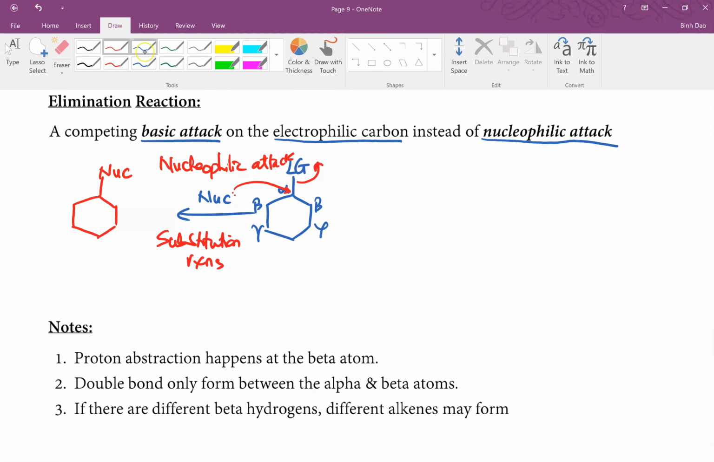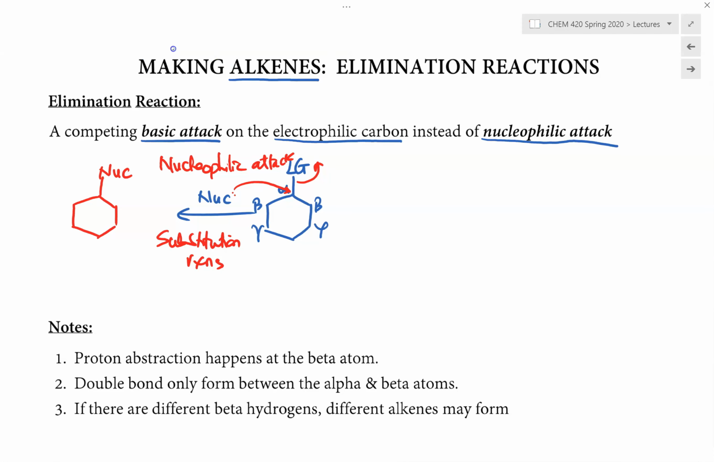In elimination reaction, the reaction will be slightly different. And this is what happens. So in this case right here, when we react this with the reagent, rather than performing as a nucleophile, the reagent is now acting as a base and undergoing something that we call a basic attack, in which it does not attack the electrophilic carbon or the alpha carbon directly. Instead, it actually picks up the beta hydrogen, or one of the hydrogens at the beta position.